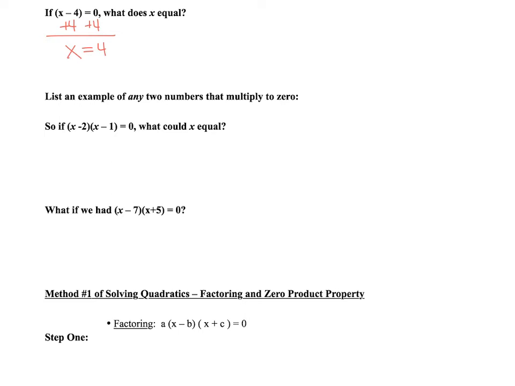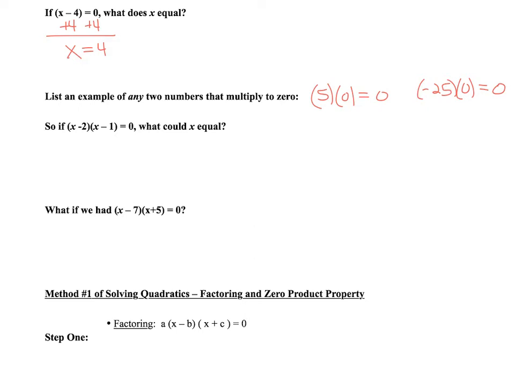Next, we're asked to list an example of any two numbers that multiply to 0. So I want you to write your own two down. So think of two numbers that multiply to 0. I'm going to go with 5 and 0. Could have done negative 25 times 0. Negative 387 times 0. Basically, anything times 0 would equal 0. If you're going to multiply to 0, one of the factors has to be 0. It's the only way to multiply to 0.